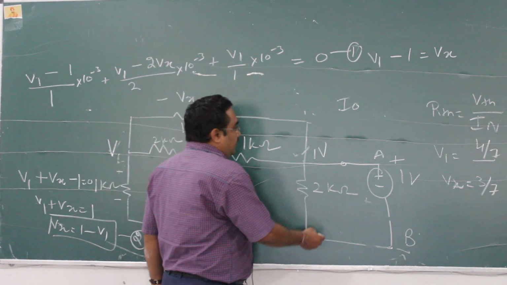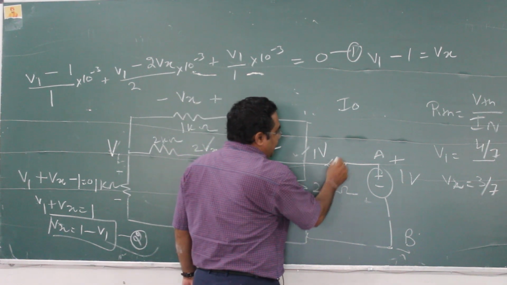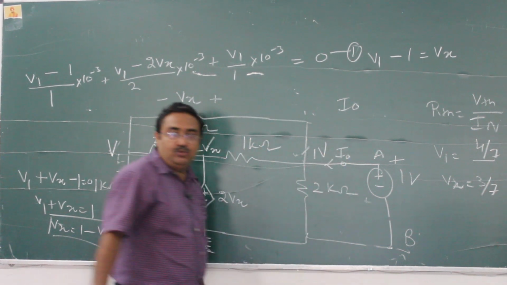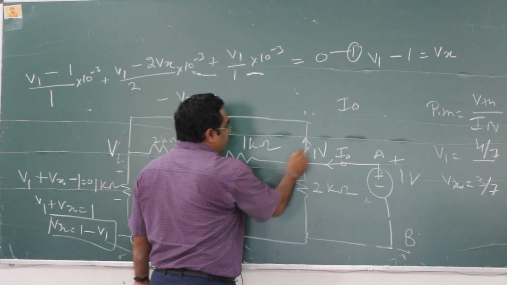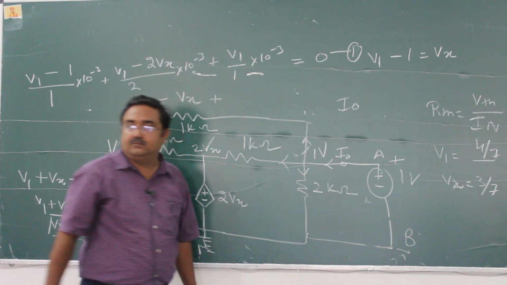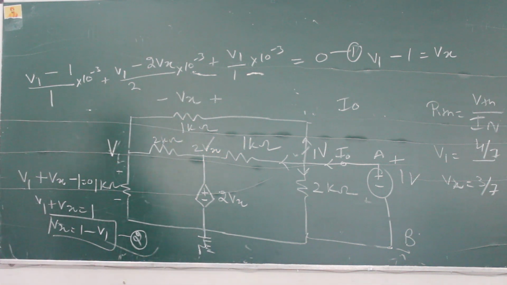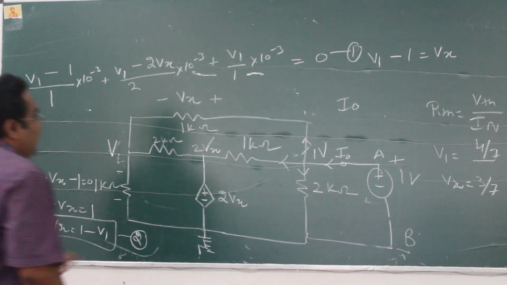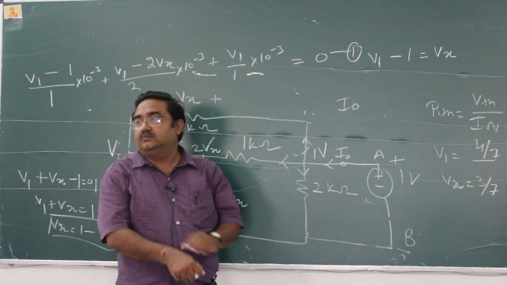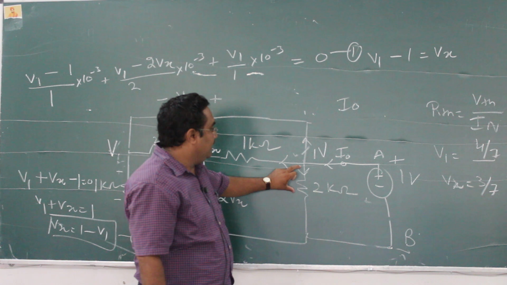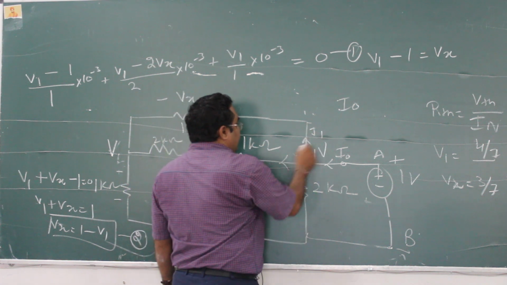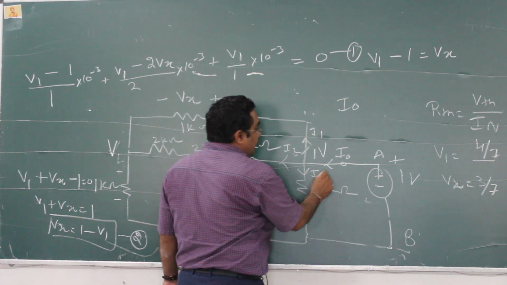Can we find out now what is this I0? Let this current be I0. This current will be the sum of these three currents, do you agree? Okay. Can you find out all these three currents? Let this be I1, let this be I2, and let this be I3.